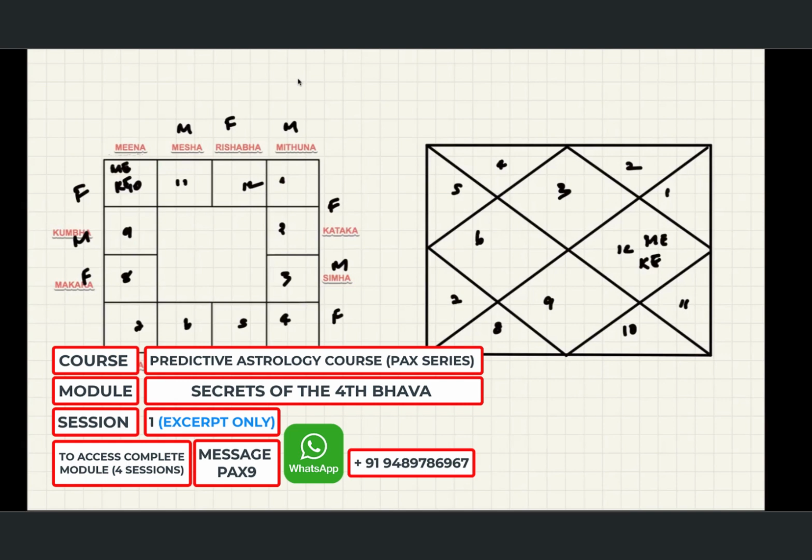Like, for example, in the previous module, we discussed the third bhava. If the third bhava is good, if the third bhava is bad, what in the third bhava is bad, sir? What in the third bhava is good, sir? So we need to get into the process of proper dissection. Similarly, now I'm giving you a hint on how we go about this dissection with upadhi, right?